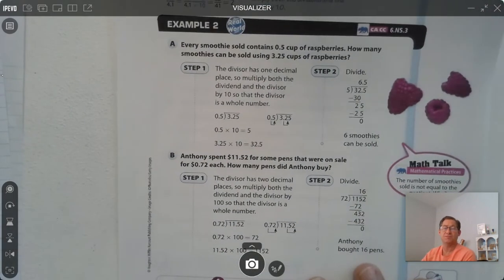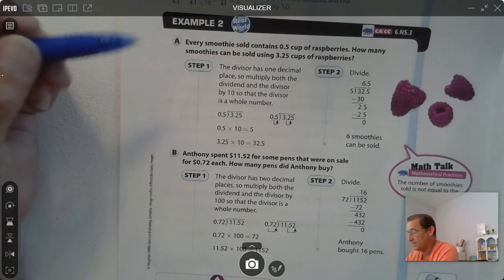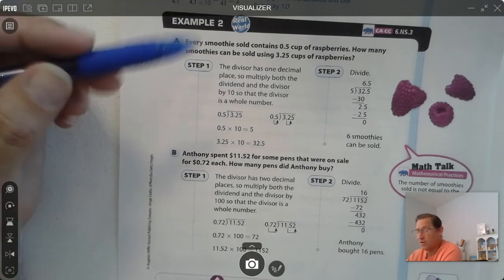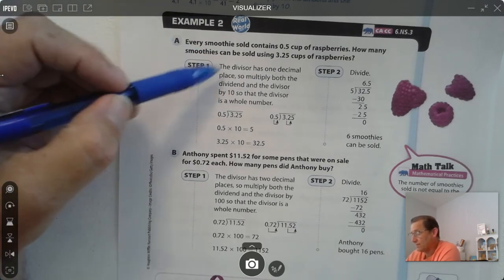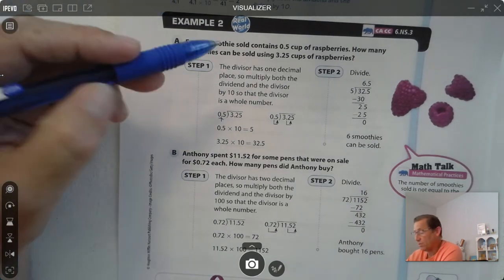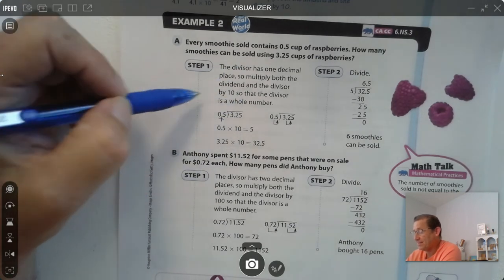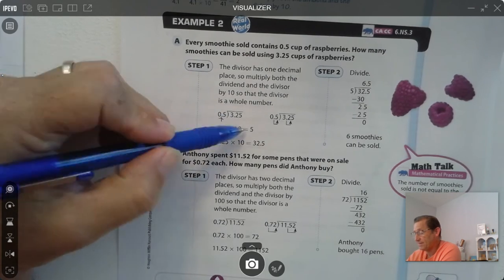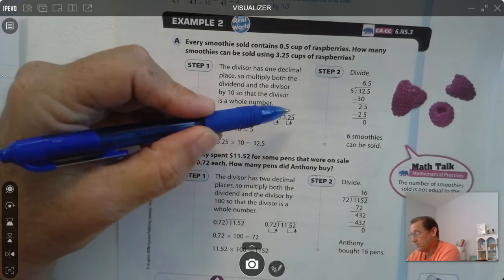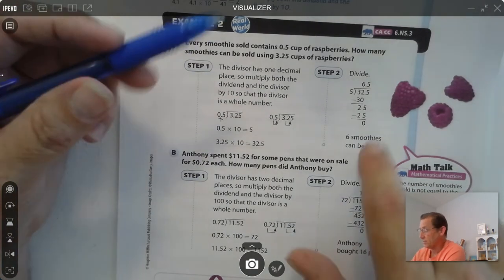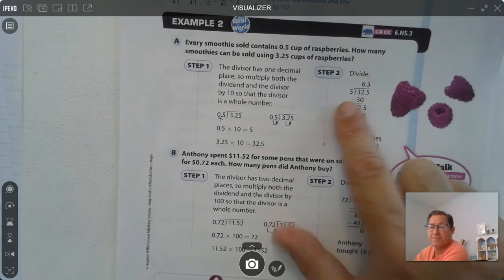All right, so let's look at another example. Every smoothie sold contains 5/10 cup of raspberries. How many smoothies can be sold using 3 and 25 hundredths cups? So step 1, the divisor currently has 1 decimal place, right? 5/10. So we're going to multiply the dividend and the divisor by 10 so that the divisor is a whole number. So 5/10 times 10 is 5. 3 and 25 hundredths multiplied by 10 is 32 and 5/10. So now we're dividing 32 and 5/10 by 5.